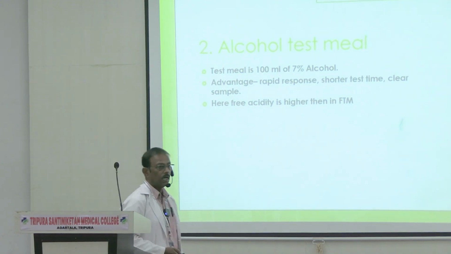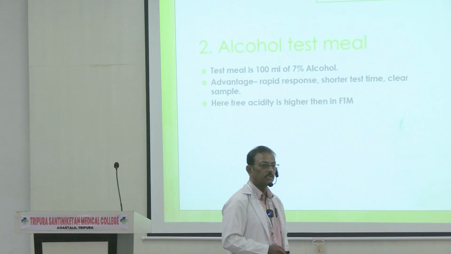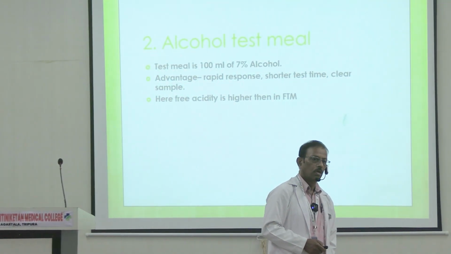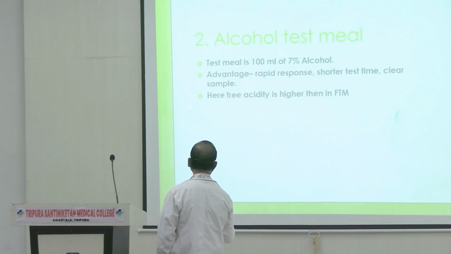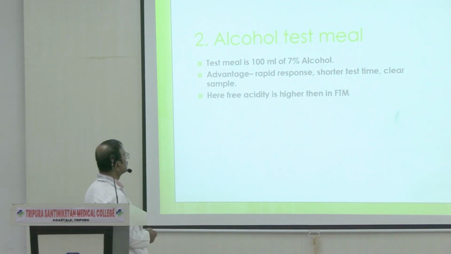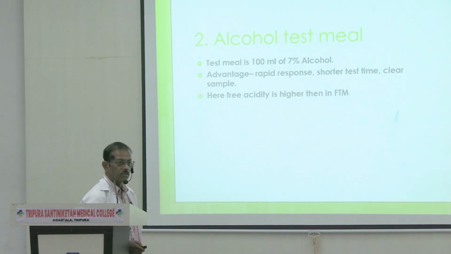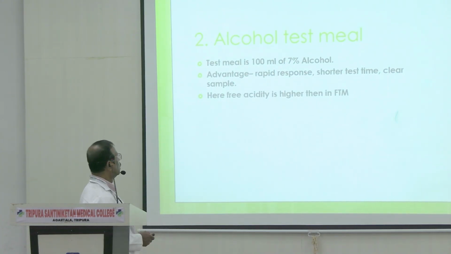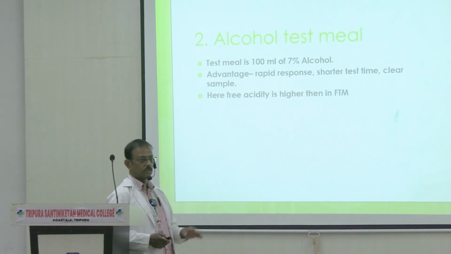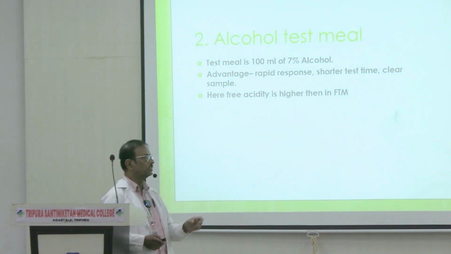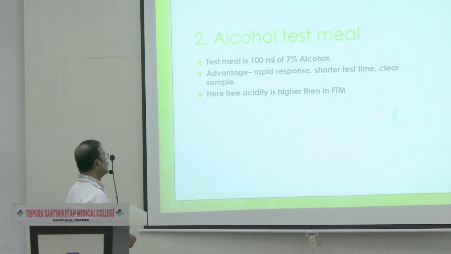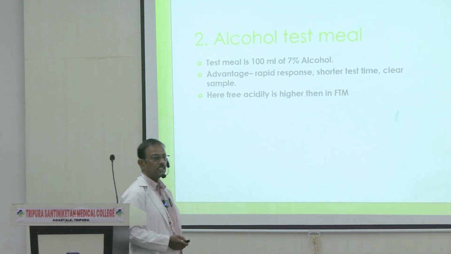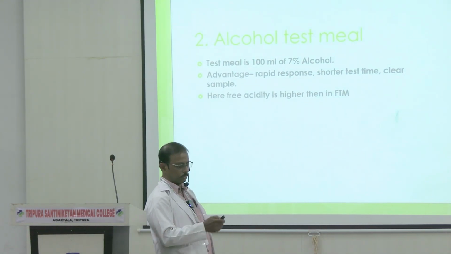Alcohol test meal, here alcohol is used as the meal. 100 ml of 7% alcohol is given. Advantage of this test is that the response is very rapid and the time taken for the test is very short. The sample which we get after aspiration is clear, so estimation is very easy. But here free acidity is a bit higher than the fractional test meal.